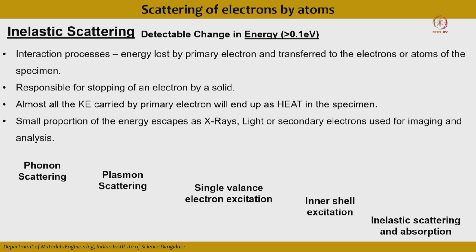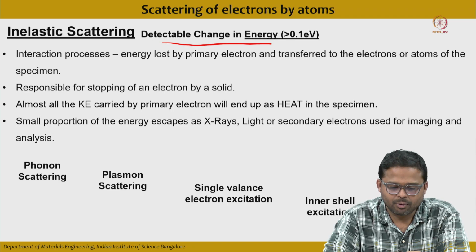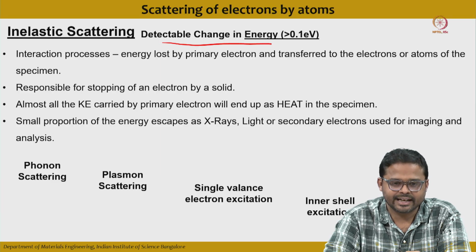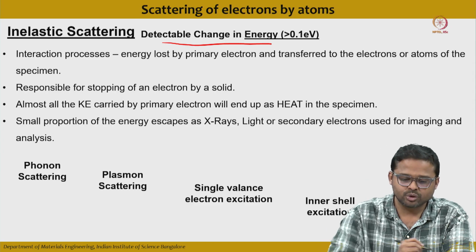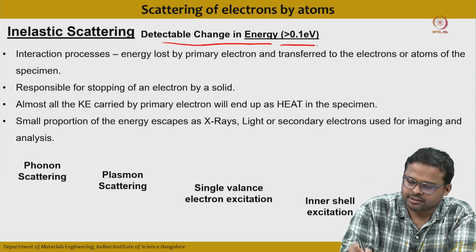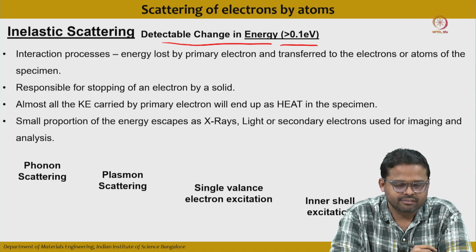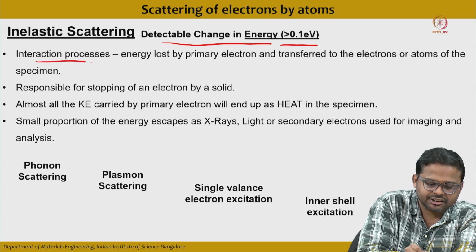If there is a detectable change in the energy of the primary electron beam, it means that whatever energy the primary electron has, the E0, when it interacts with the sample, it loses some of the energy. Depending upon the amount of energy loss, different types of scattering can be distinguished, or different types of radiations can be produced. Usually if the energy lost is greater than 0.1 electron volt, then we call it inelastic scattering. So, this is due to the interaction process.